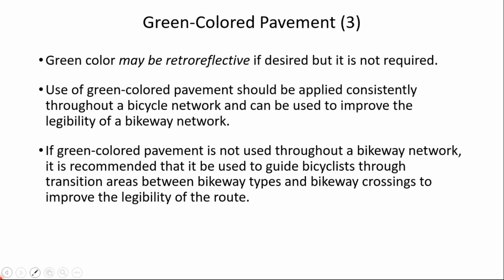The green color may be retroreflective, but that's not required. The green pavement does not have to be retroreflective. And the use of the green colored pavement should be consistently applied throughout the bike network and can be used to improve the legibility of the bikeway network. If green colored pavement is not used throughout a network, it's recommended that it be used to guide bicyclists through transition areas between different bikeway types and bikeway crossings to improve legibility of the route.